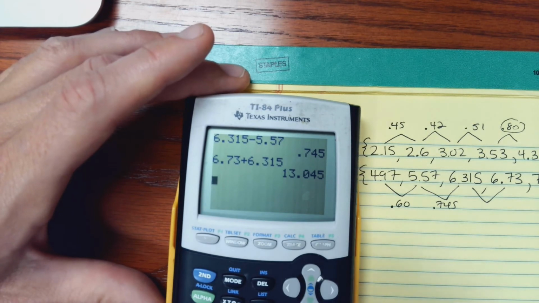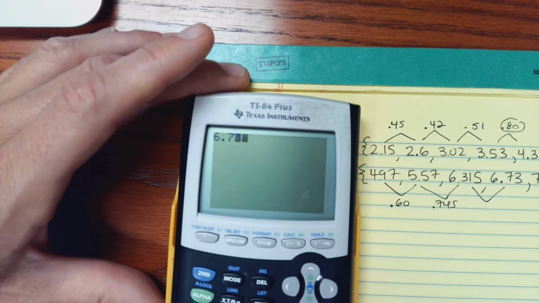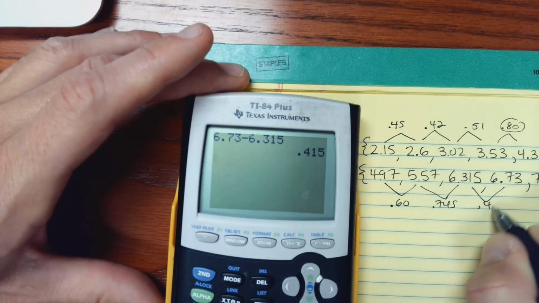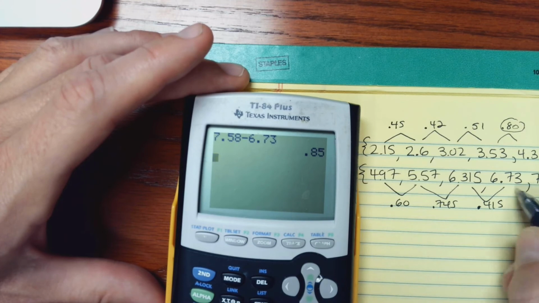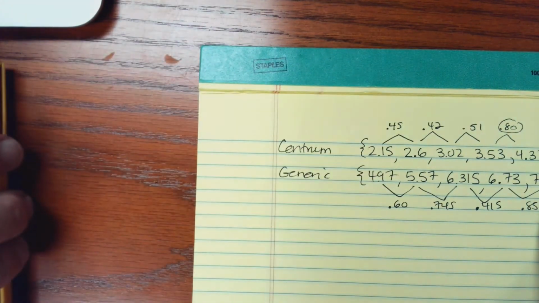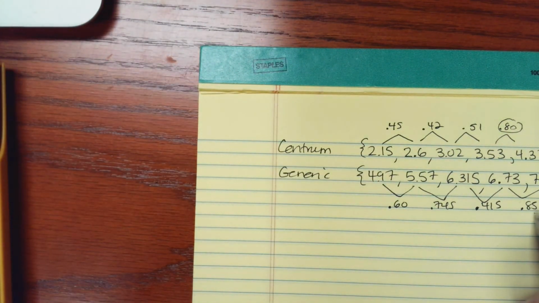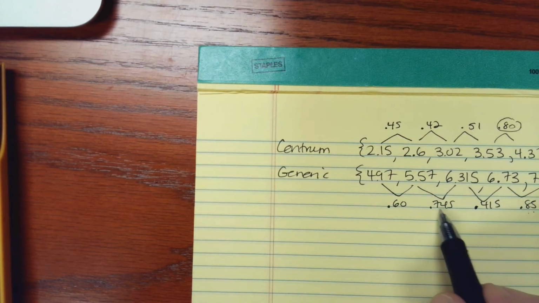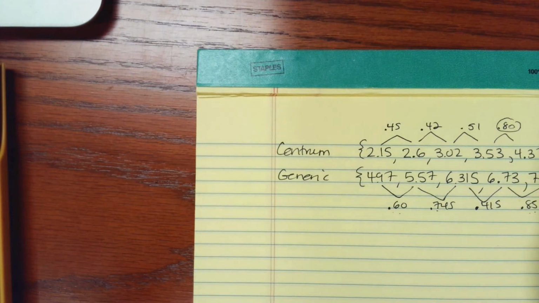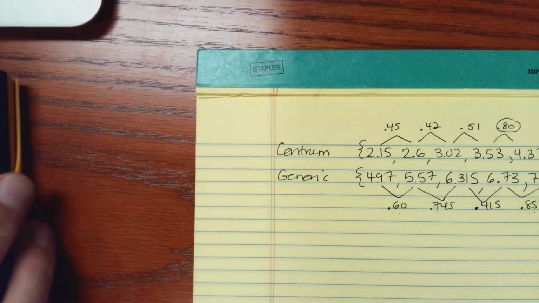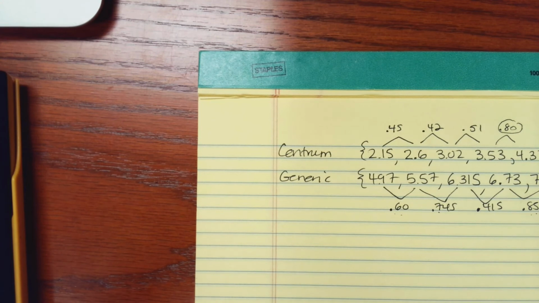I'm going to clear that off. 6.73 minus 6.315. So it's 0.415. And then lastly, I take 7.58 and subtract 6.73, and this is 0.85. So again, in the top quarter, there's maybe a slightly greater spread, but it's not all that dissimilar from these others. So maybe there's a slight right skew here in the Centrum brand.